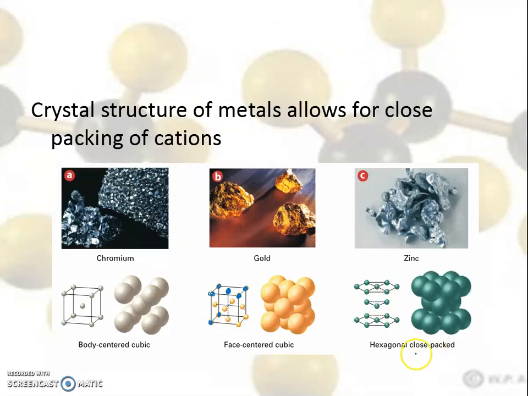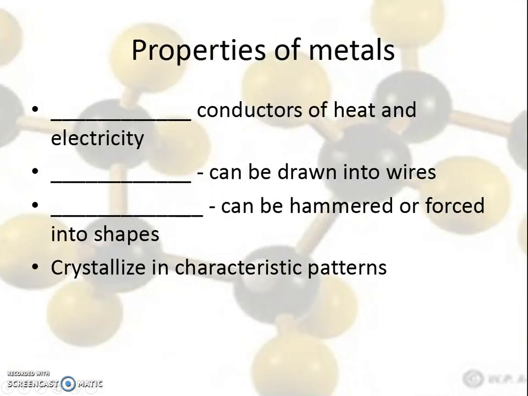Then you have your hexagonal close packed, which means that you have a hexagon of cations with another cation in the center, and then they are closely packed with another hexagon. This would be another hexagon going that way, and they're all extremely closely packed.